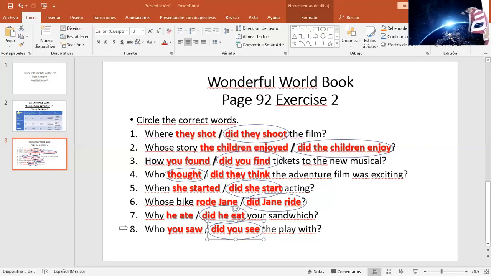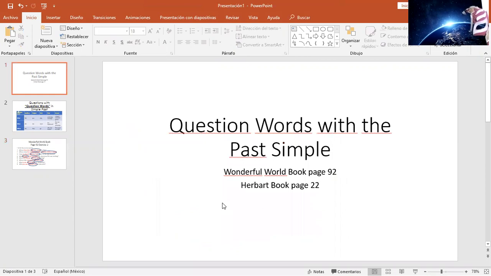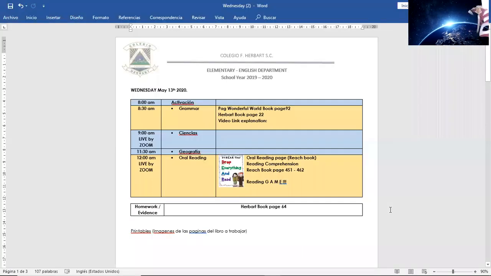Okay, so this is all for the Wonderful World Book, page 92, exercise two. Now let's go to your Herbar book. Remember your Herbar book on page 22? Open up your Herbar book on page 22. Okay. In your Herbar book on page 22, we're gonna continue practicing the simple past, okay?